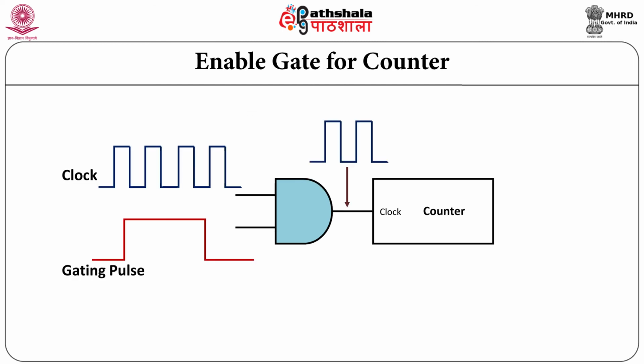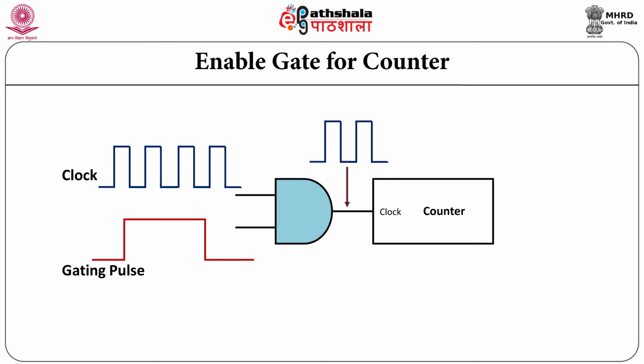Let us now consider another application of enable gate for counter. AND gate is popularly used as enable gate or inhibit gate. Enable gate allows the input data to pass through it to the output, whereas the inhibit gate provides just the reverse process of enable gate, that is, it blocks the data from passing through the gate to the output.